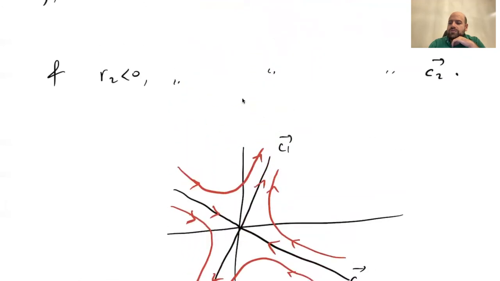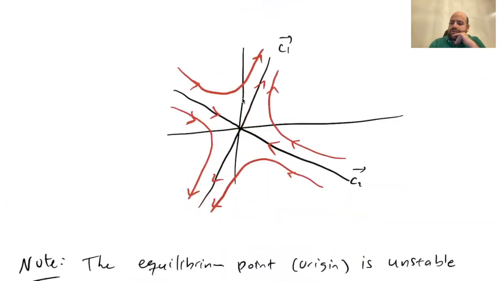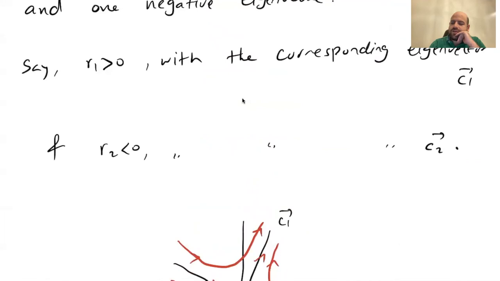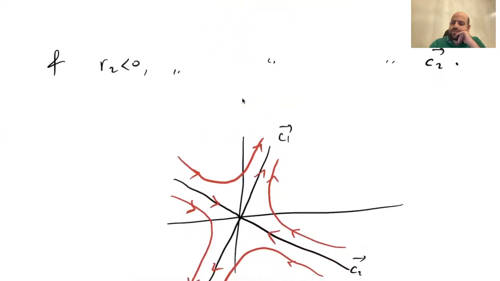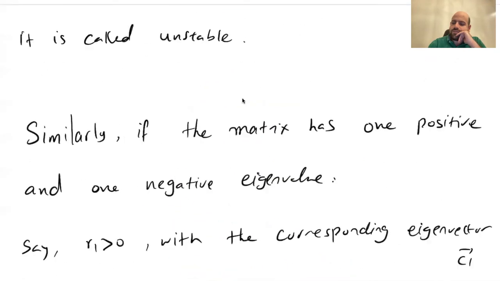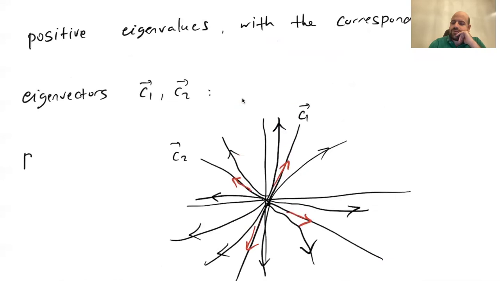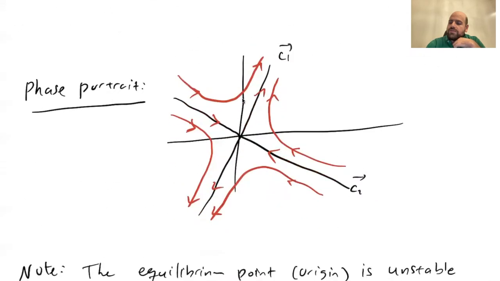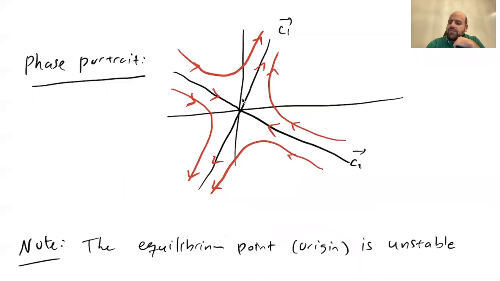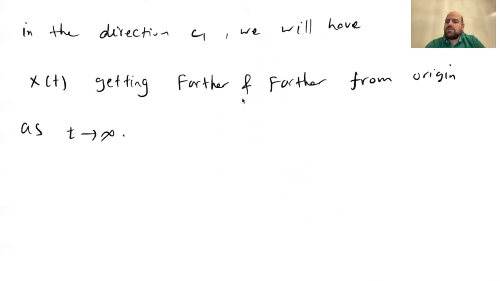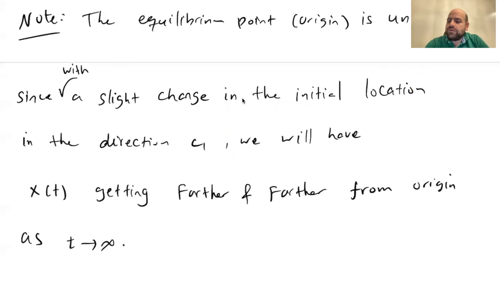So this is the phase portrait if we have one positive eigenvalue and one negative eigenvalue. This is the phase portrait. And similarly, this one was phase portrait. Now we did the phase portrait for the case where we had two positive eigenvalues, and the phase portrait in the case where we had one positive, one negative eigenvalue. And finally, we have to do the phase portrait if we have two negative eigenvalues.